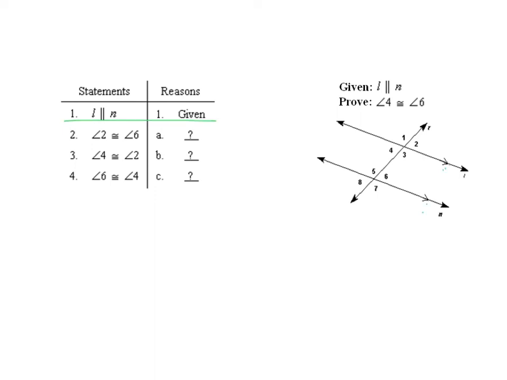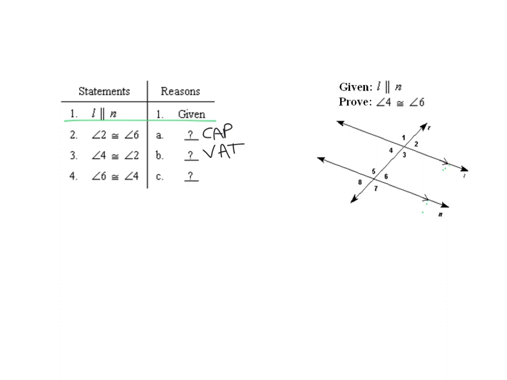Why is angle 2 congruent to angle 6? What kind of angles are angle 2 and angle 6? They are corresponding angles. So by the corresponding angles postulate, the angles are congruent because the lines are parallel. What is special about angle 4 and 2? What kind of angles are those? By the vertical angle theorem, those two angles are congruent.